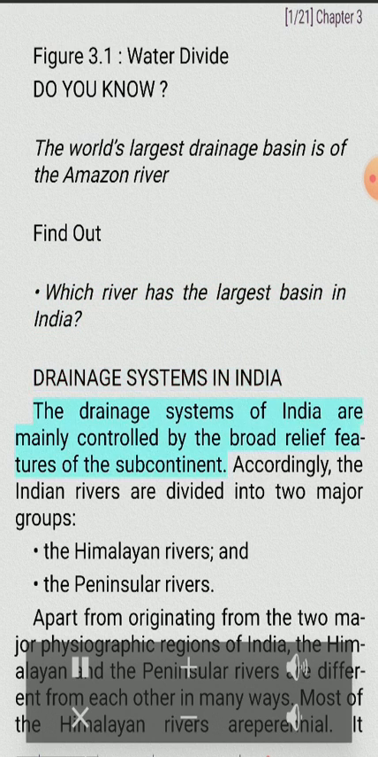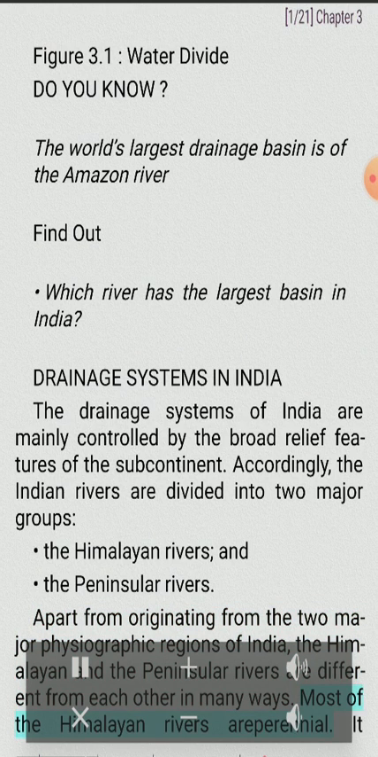Drainage systems in India. The drainage systems of India are mainly controlled by the broad relief features of the subcontinent. Accordingly, the Indian rivers are divided into two major groups: the Himalayan Rivers and the Peninsular Rivers. Apart from originating from the two major physiographic regions of India, the Himalayan and the Peninsular Rivers are different from each other in many ways.